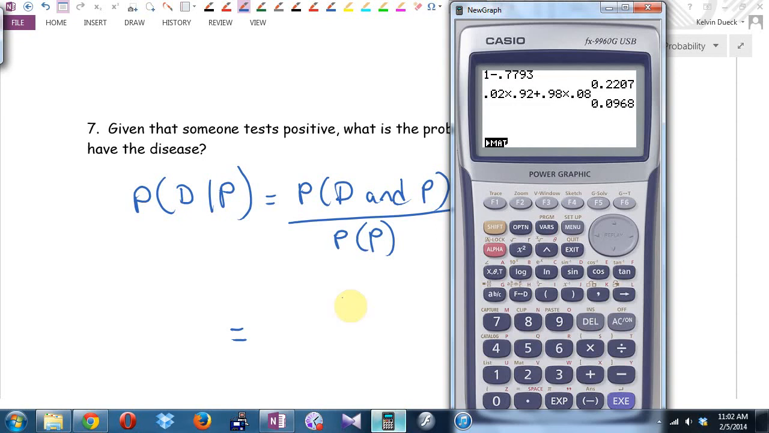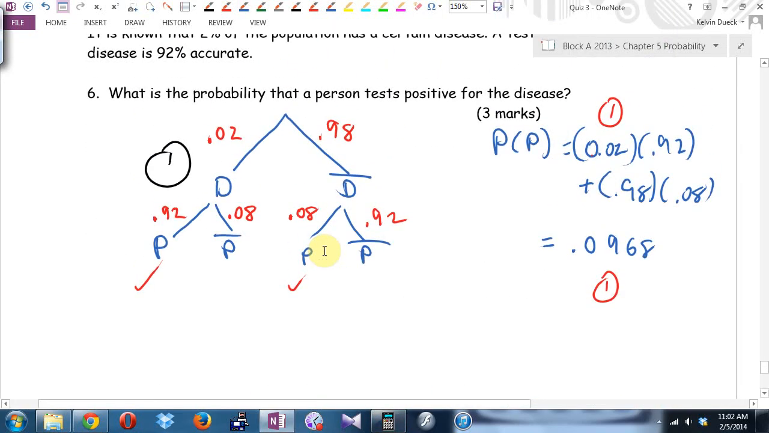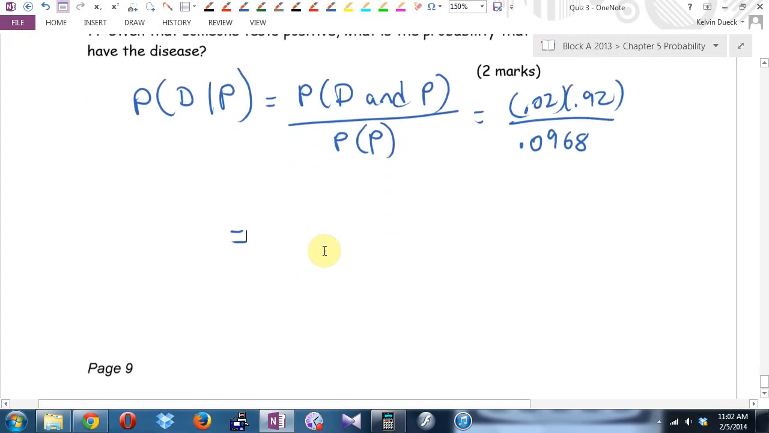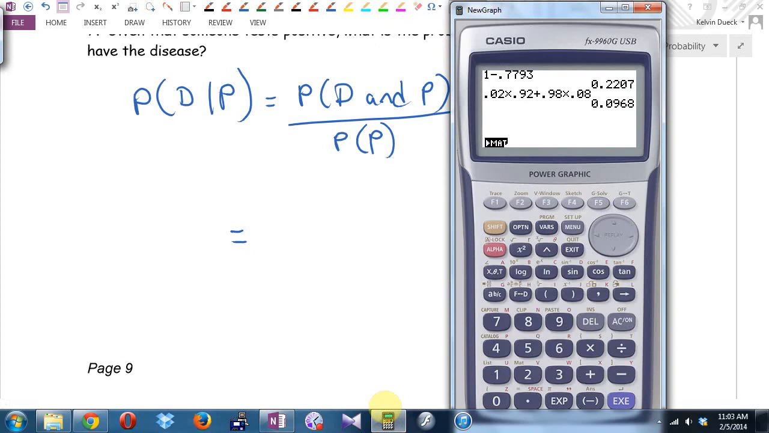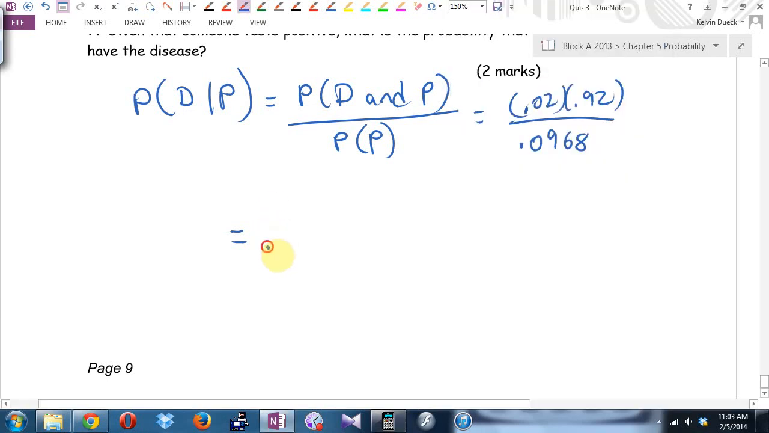This is the more interesting one. You're not very likely to test positive already. And if you test positive, what's the probability that you have it? Let's find out. It's going to be 0.02 times 0.92 divided by, I can use my answer button because I have that stored on my calculator right now. The probability that you actually have the disease is 0.1901. You only have a 19% chance of having it even though you've tested positive. You've got an 81% chance of being perfectly healthy.